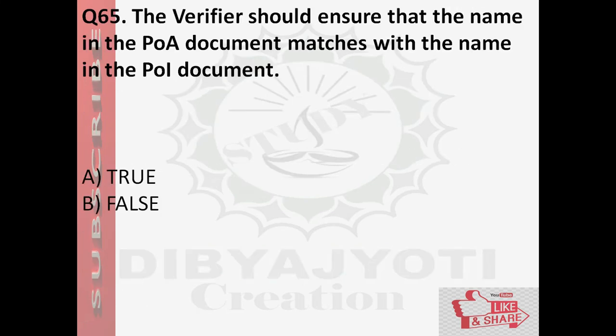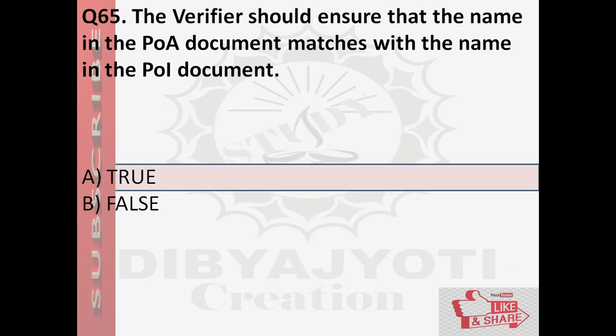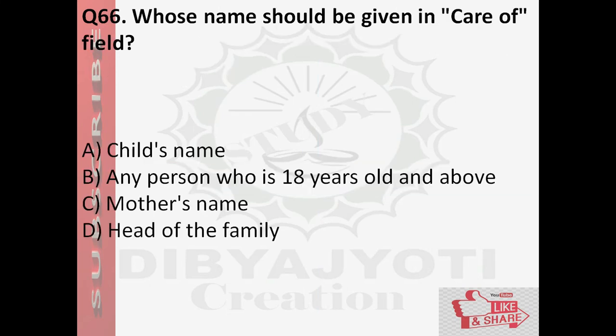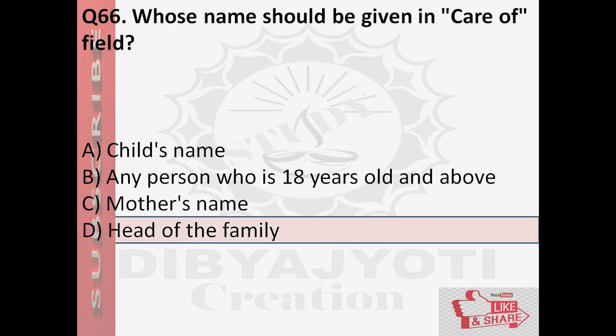Then question number 65. The verifier should ensure that the name in the POA document matches with the name in the POI document. True or false? And answer is option A, true. Question number 66. Whose name should be given in care of field? Child's name, any person who is 18 year old and above, mother's name, head of the family. And answer is head of the family.